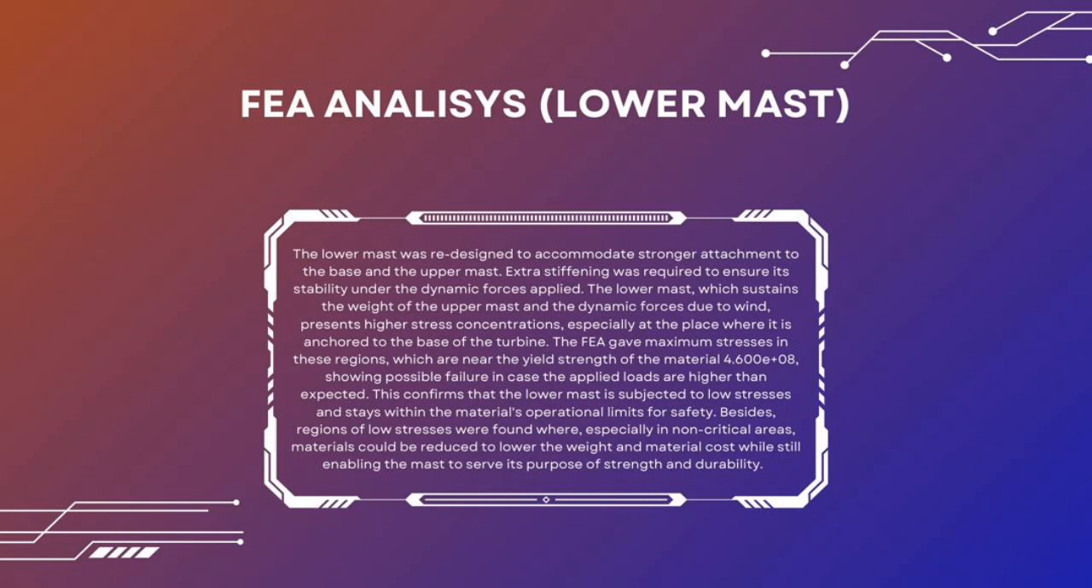FEA analysis, lower mass. The lower mass was redesigned to accommodate stronger attachment to the base and the upper mass. Extra stiffening was required to ensure its stability under the dynamic forces applied. The lower mass, which sustains the weight of the upper mass and the dynamic forces due to wind, presents higher stress concentrations, especially where it's anchored to the base of the turbine.